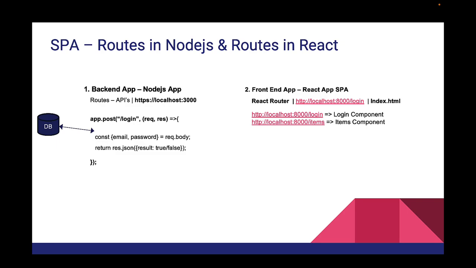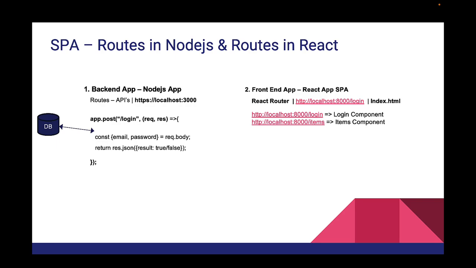So if I want to go to /login, this particular login, because it is on 8000/login, has nothing to do with this login, because this is a separate route in a Node.js app. It has nothing to do with this one, and this route is in the React app. It is purely different, right?